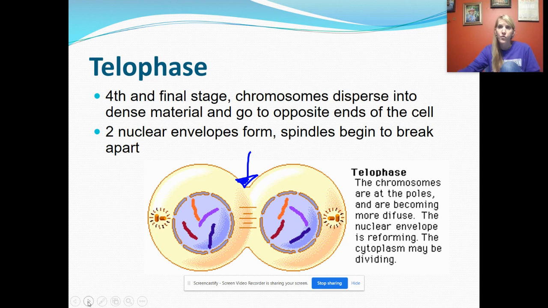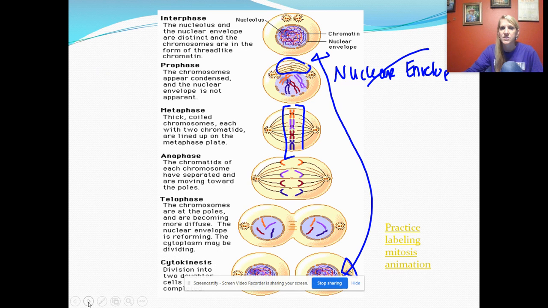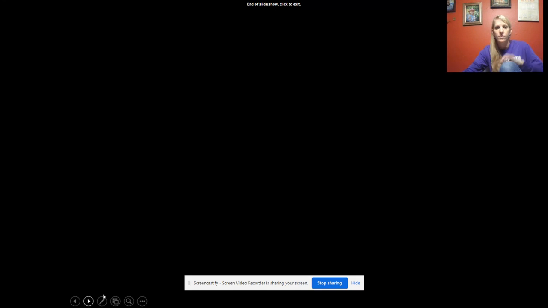Telophase is the fourth stage, and it kind of goes back to normal. Now you have itty bitty cells. And cytokinesis is the last stage, where the cytoplasm divides into two. So that is mitosis in a nutshell.